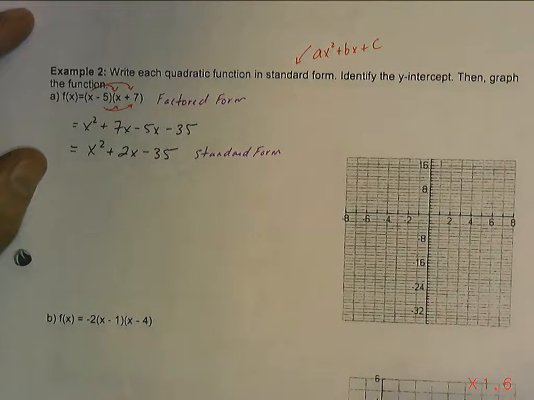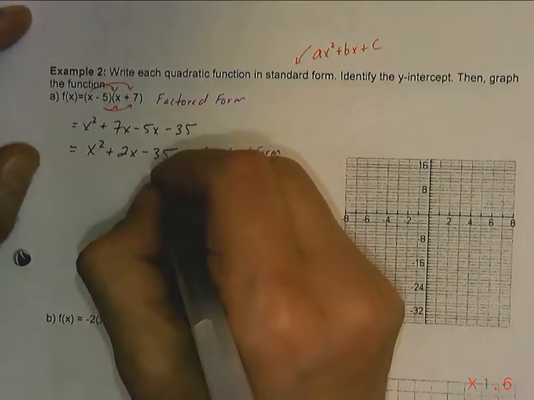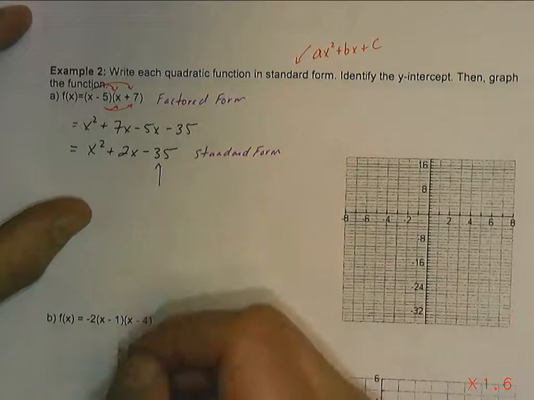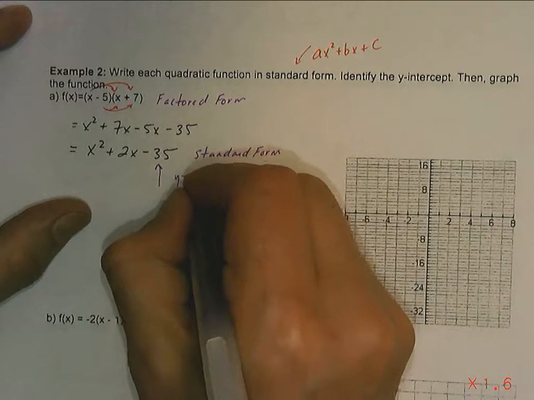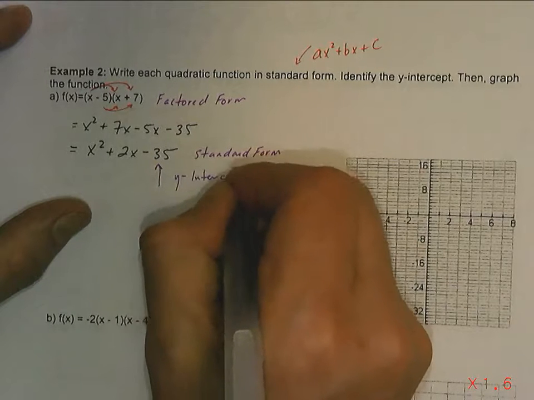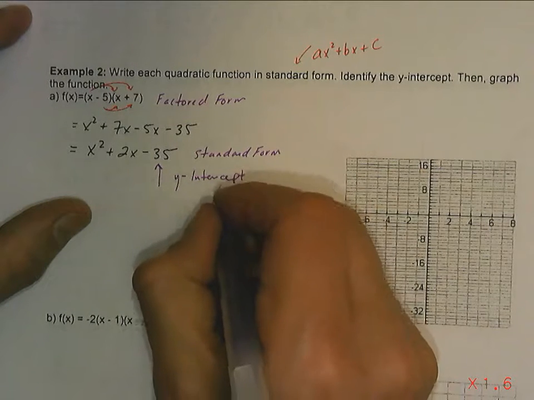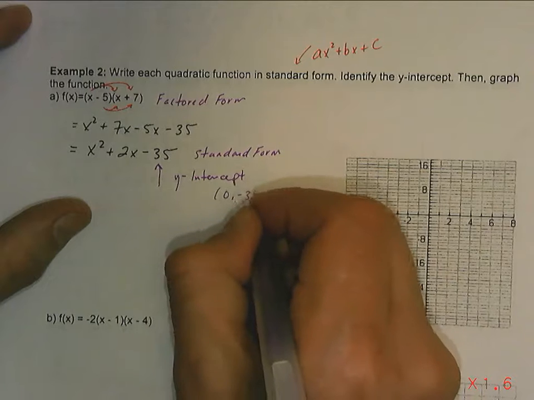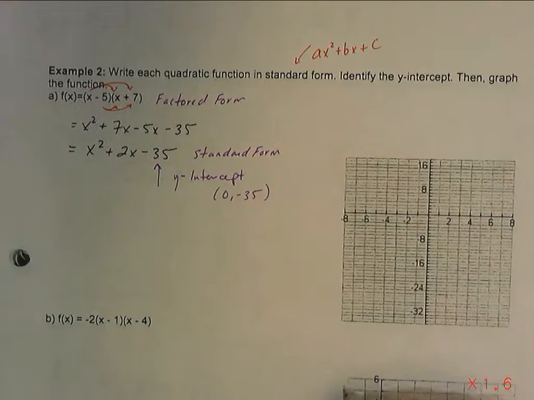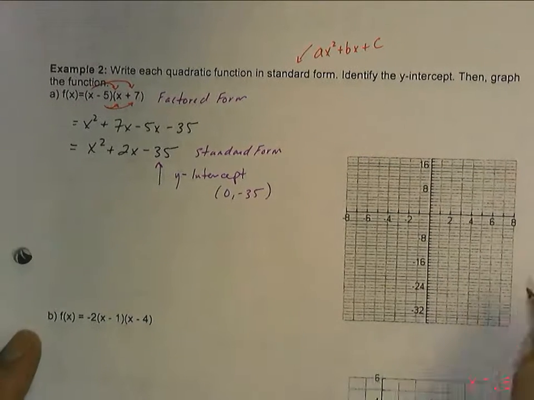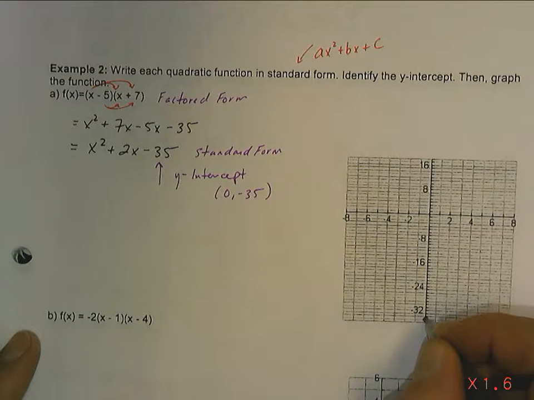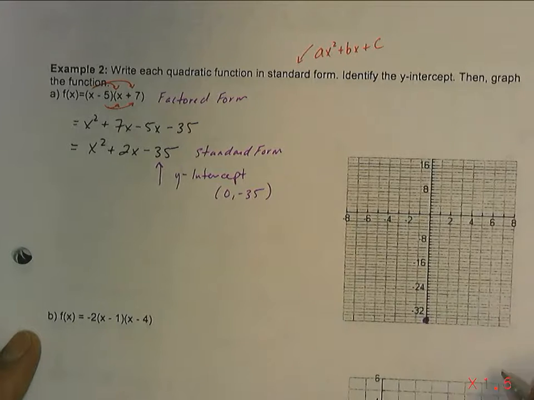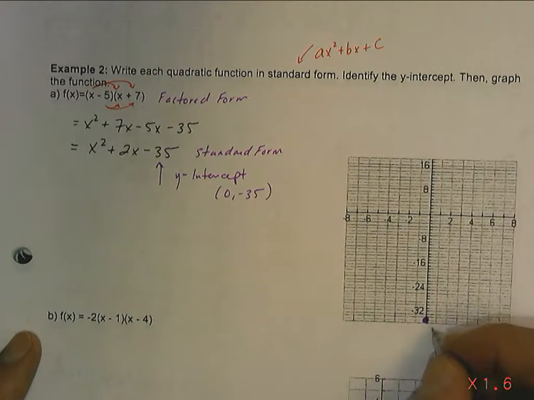Okay, so we did the first thing. The y-intercept can always be told from the c value. And so the y-intercept is going to be negative 35, and it's going to cross the axis at (0, -35). So we already know one point on here, right there at negative 35. So that'd be (0, -35).